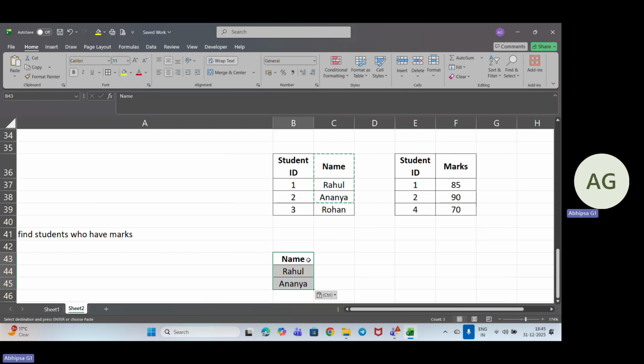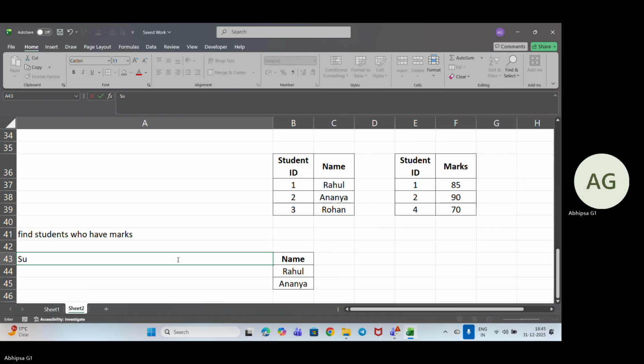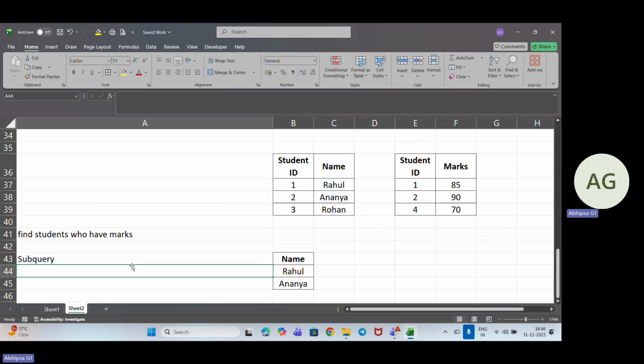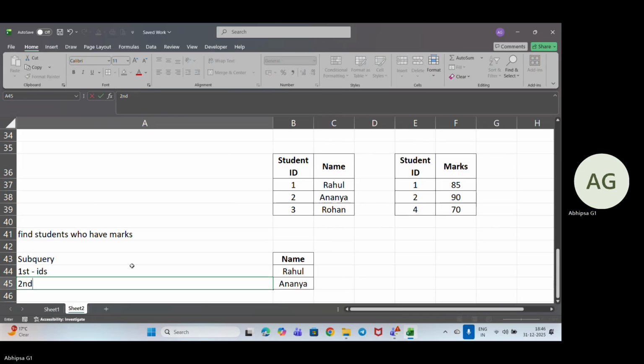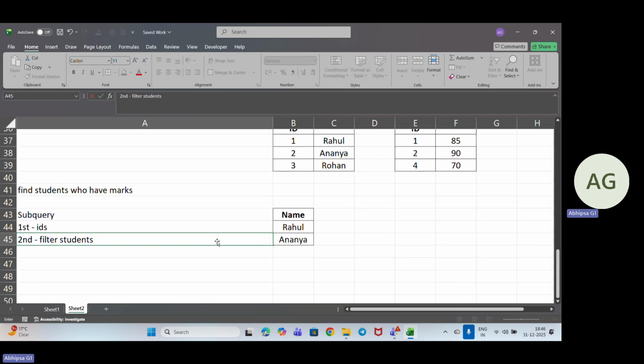Now coming down to using join. This is using subquery. What the subquery does is, first, it finds the IDs, and second, it filters students.